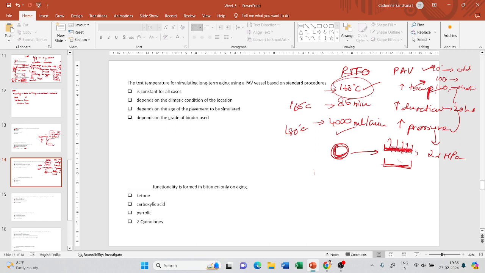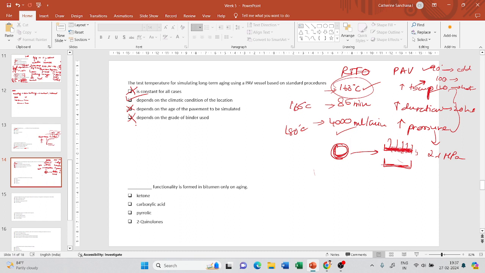So if you see here, the temperature, is it constant for all the cases? No. That is for RTFO. Depends on the climatic condition of the location? Yes, because we saw 90, 100 and 110 depending on whether it is a cold place, a hot place or a normal place. Depends on the age of the pavement to be simulated? No. PAV aging is meant to simulate bitumen for 7 to 8 years of aging, so you cannot simply increase the duration to represent an increased age of the pavement. So that cannot be done. It depends on the grade of the binder? No.